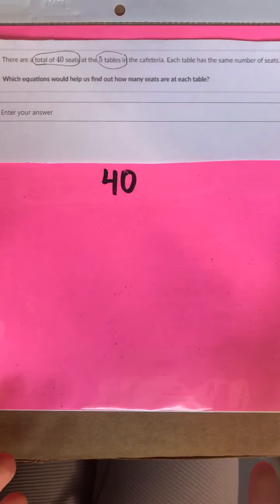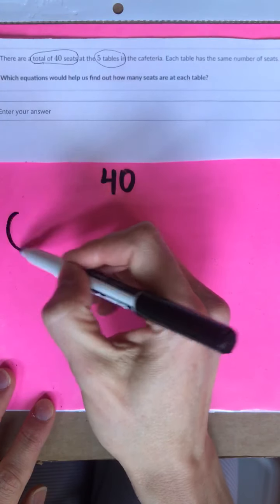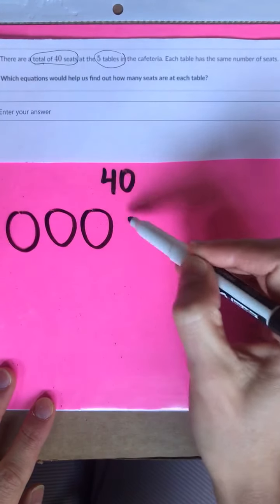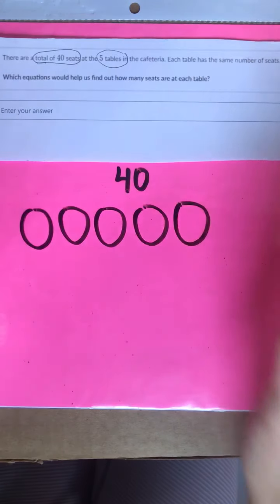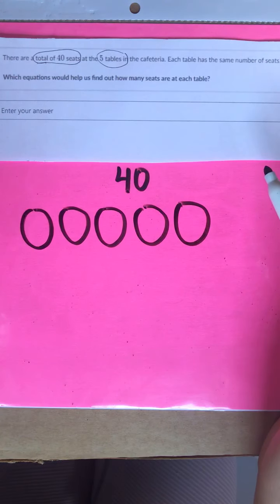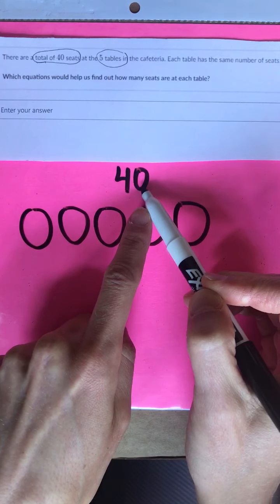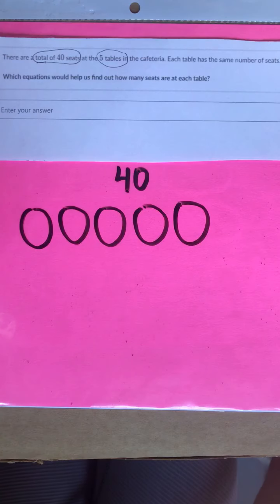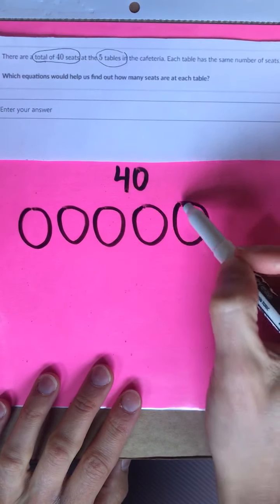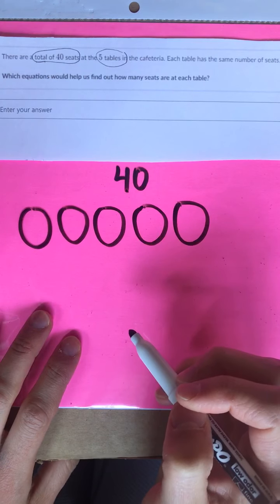So how can you draw 5 tables? That's right, I would do circles. So 1, 2, 3, 4, 5. Excellent. Now it tells us that each table has the same number of seats. So we're going to take our whole, our 40 seats, and we are going to divide them equally amongst our tables, right? We're going to do fair share. So I would like you to pause your video and go ahead and do that. When you're ready, you can press play and join me.